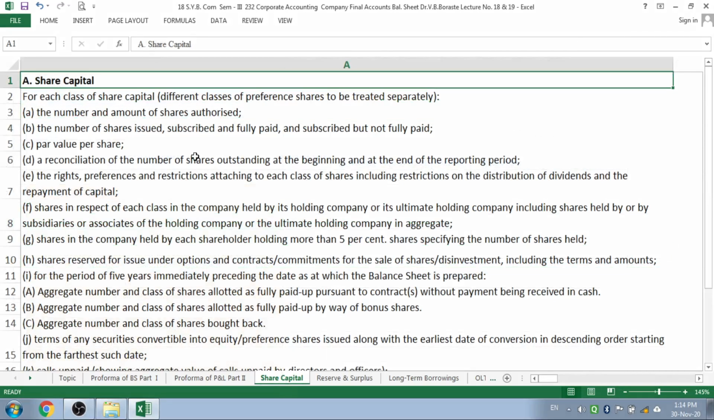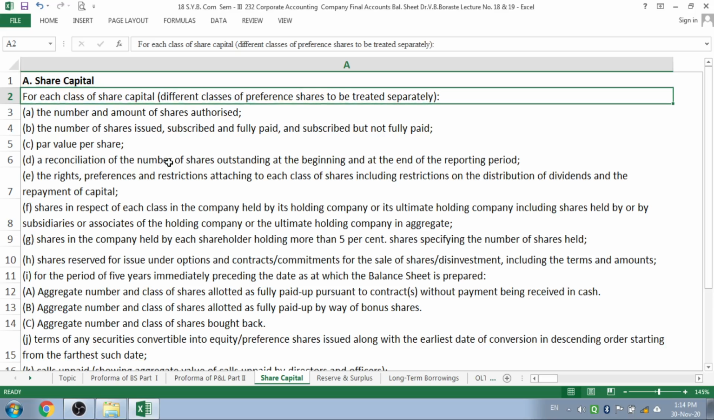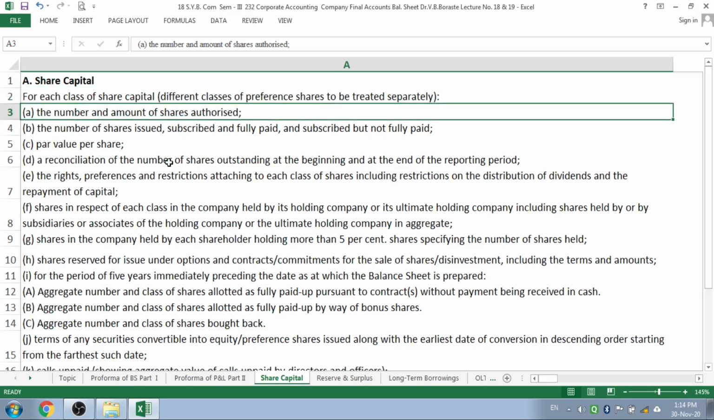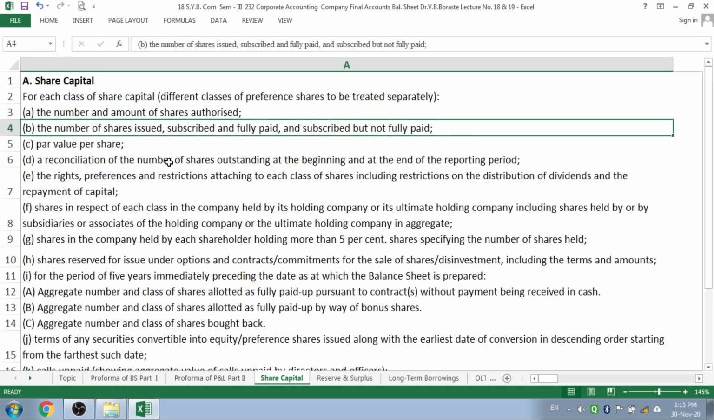Under the head share capital, there are certain items which we have to prepare and mention as per the Companies Act 2013. So the first one is, for each class of share capital, different classes of preference shares to be treated separately. The number and the amount of shares should be mentioned, which is the authorized capital, the number and amount of shares authorized, as well as the number of shares issued, subscribed and fully paid up, and subscribed but not fully paid up.